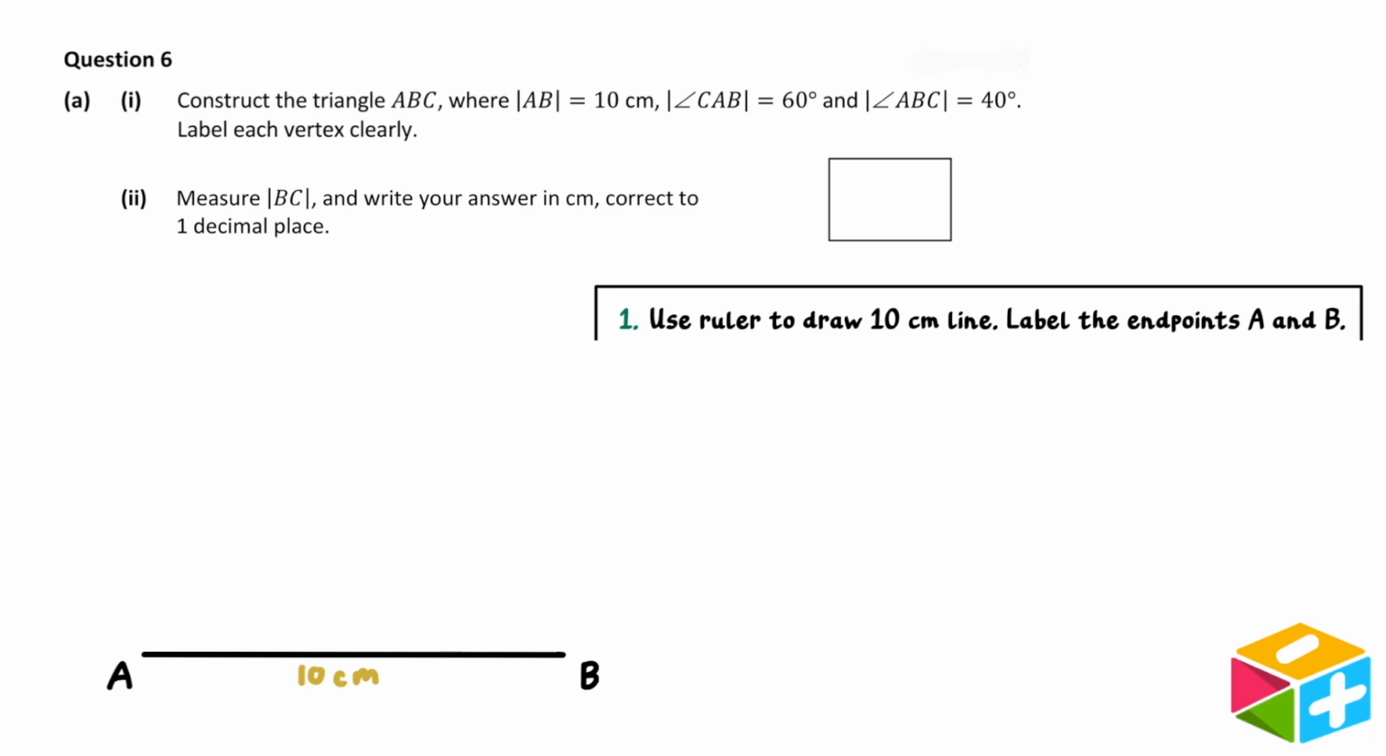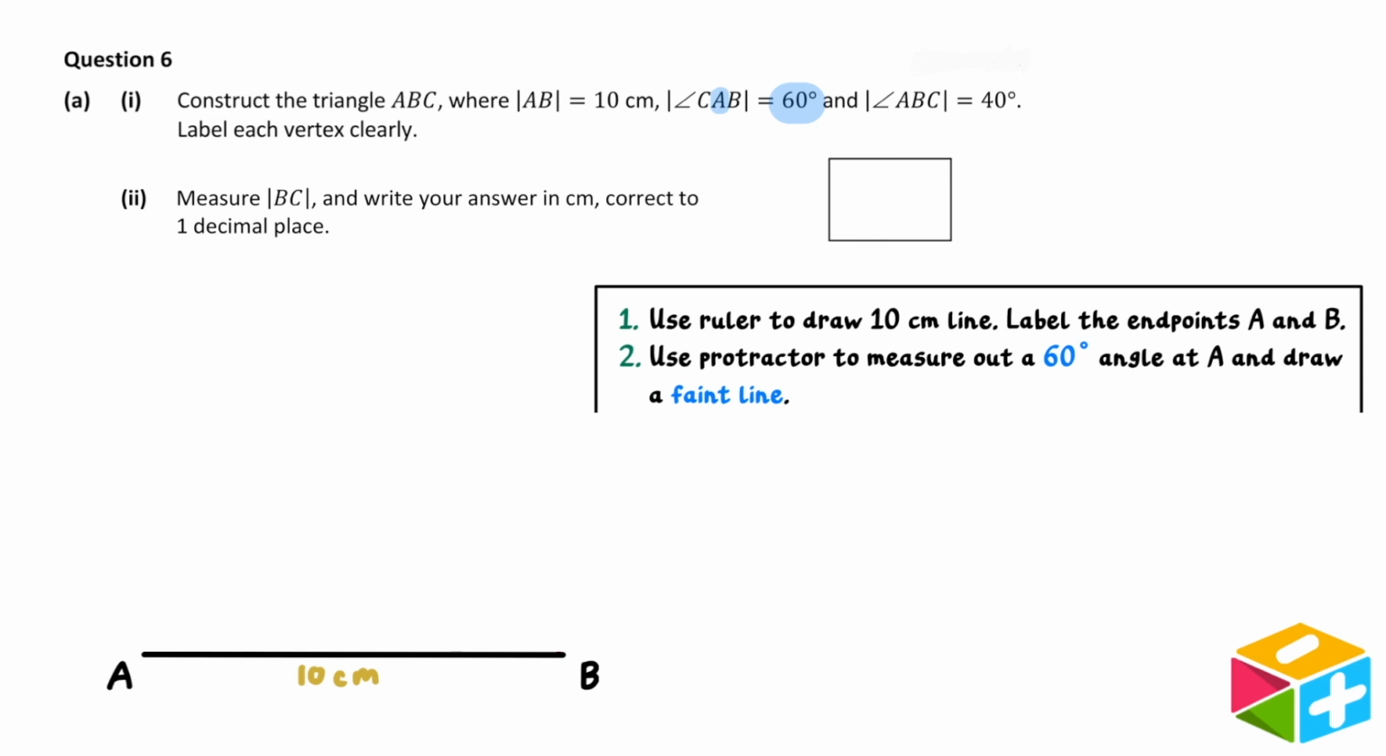The next bit of information is that the size of the angle CAB is equal to 60 degrees. Whenever we have this 3-letter notation for an angle, the middle letter is where the angle occurs. Here, that's A. So we'll want to use our protractor to measure out an angle of 60 degrees at A. Once we've measured this angle, we'll draw a faint line outwards.